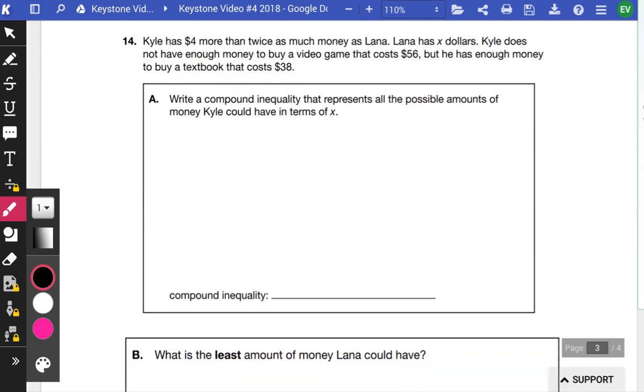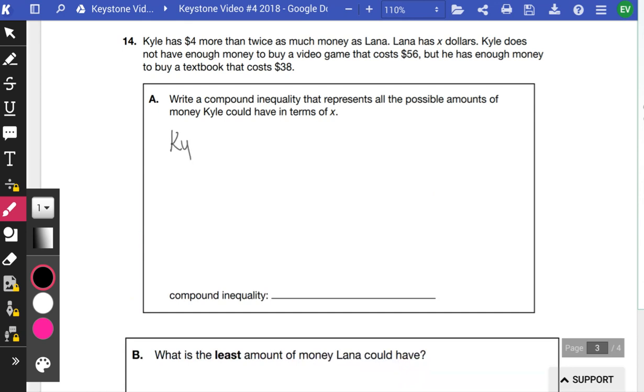For number 14, Kyle has $4 more than twice as much money as Lana. Lana has X dollars. Kyle does not have enough money to buy a video game that costs $56, but he has enough money to buy a textbook that costs $38. So we want to write a compound inequality that represents all the possible amounts of money Kyle could have in terms of X.